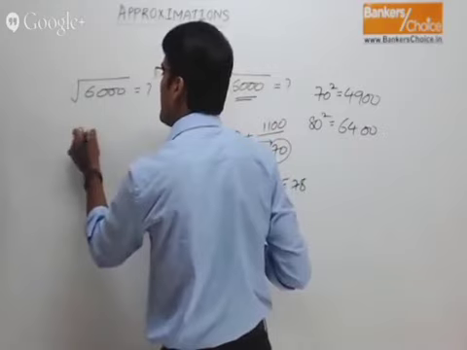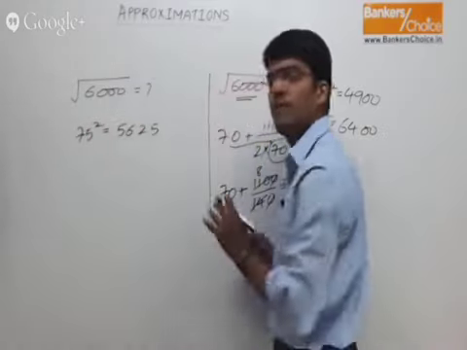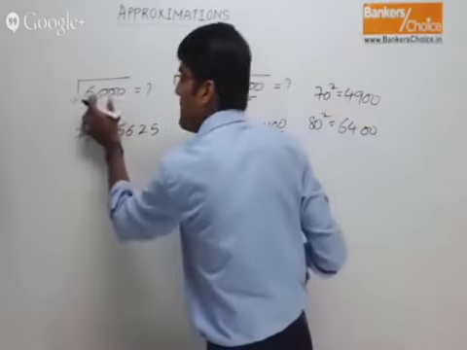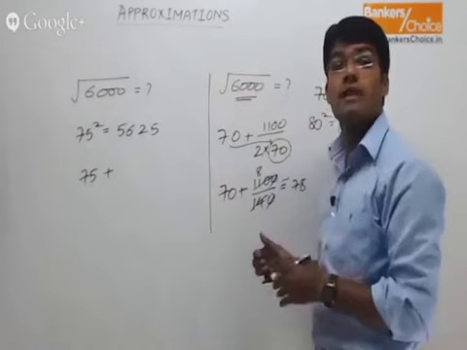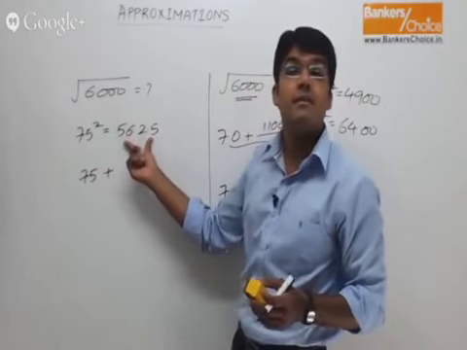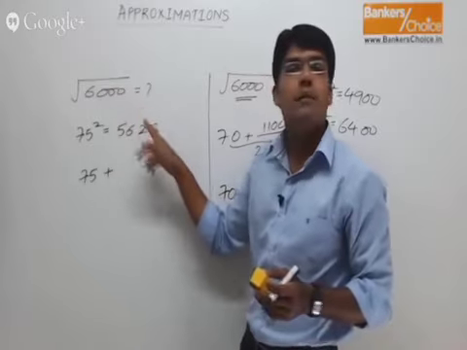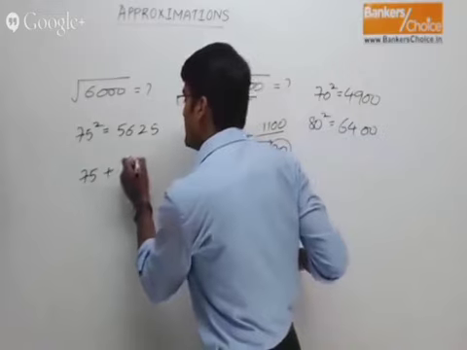You know that 75 square is 5625: 7 into 8 is 56, followed by 25. Now, if I bring 75 out, how much more than 75 do we need? Look at this: 6,000 and 5,625. How much is the difference? 6,000 minus 5,625 is 375.